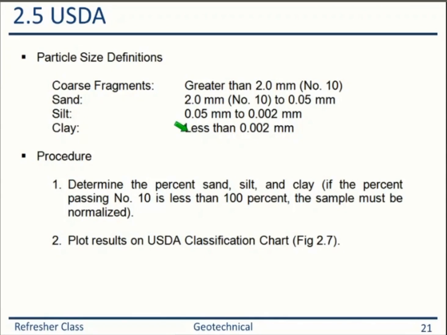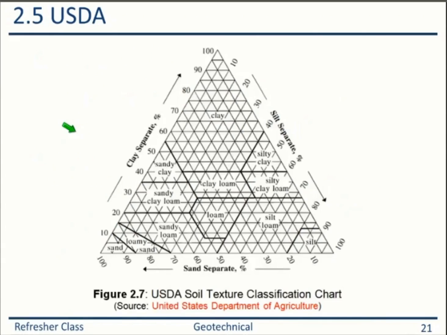Here we will calculate the percentage of sand, percentage of silt, percent of clay. We will not calculate percent of gravel, because in agriculture, gravel is not useful, right? So percent of sand, percent of silt, and percent of clay, when you add them together, if it is 100, then you can use this USDA soil classification chart, which is this.